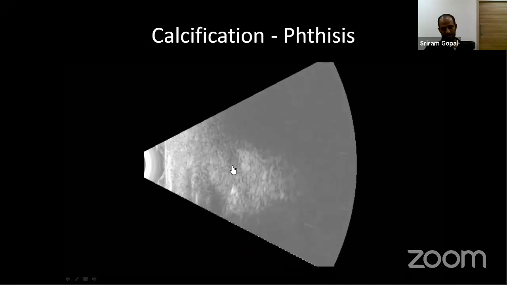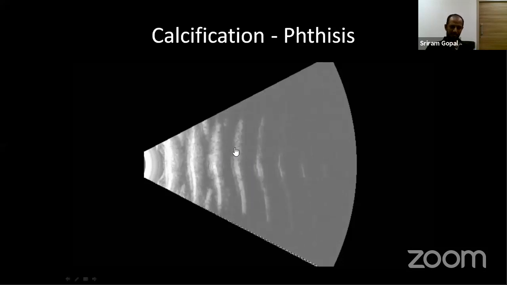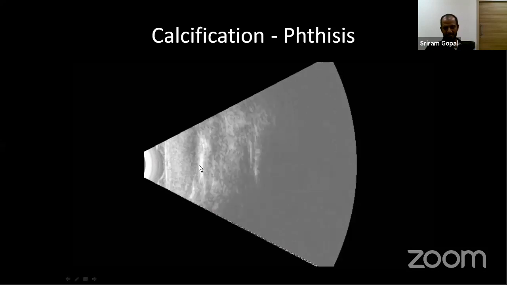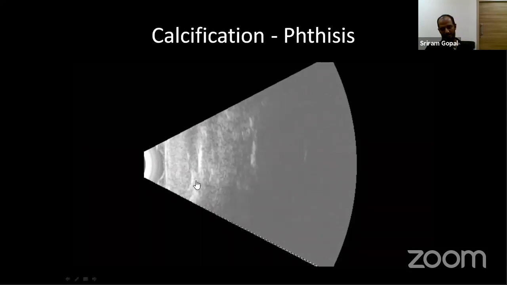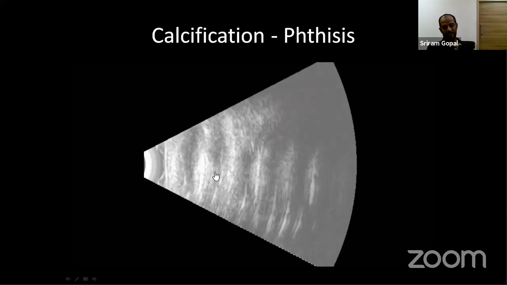This is another situation of plaque-like calcification, but this is not easy to miss because it is basically a phthisical eye. It's a very deformed eye with multiple irregular plaques of calcification, which is basically the scleral coats which have undergone dystrophic calcification.